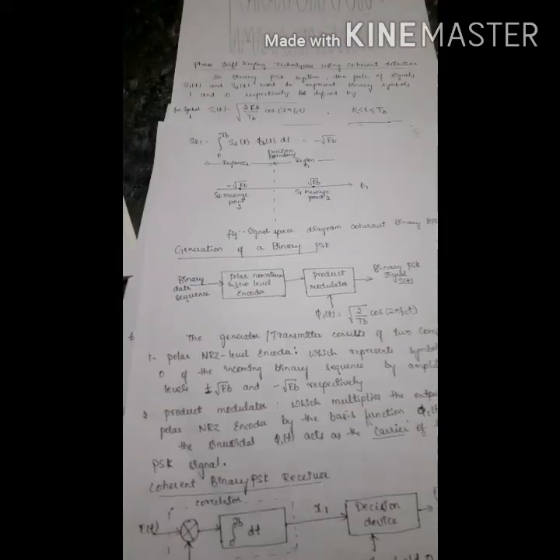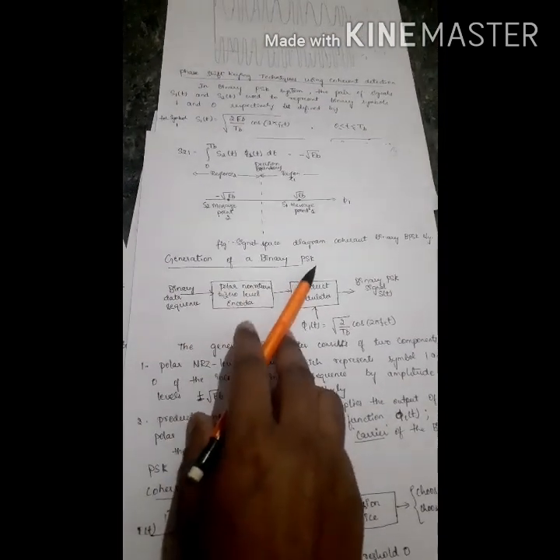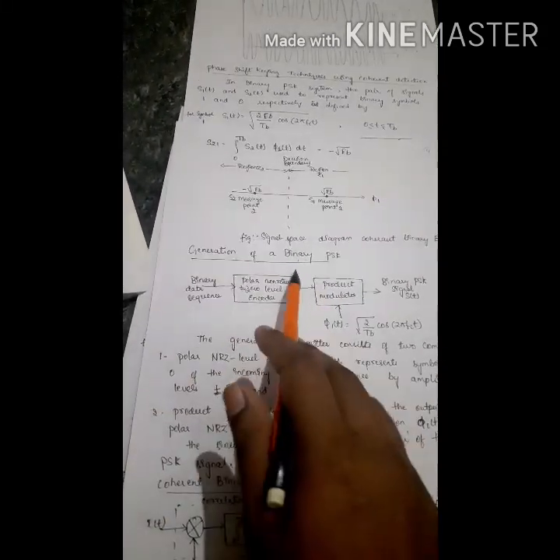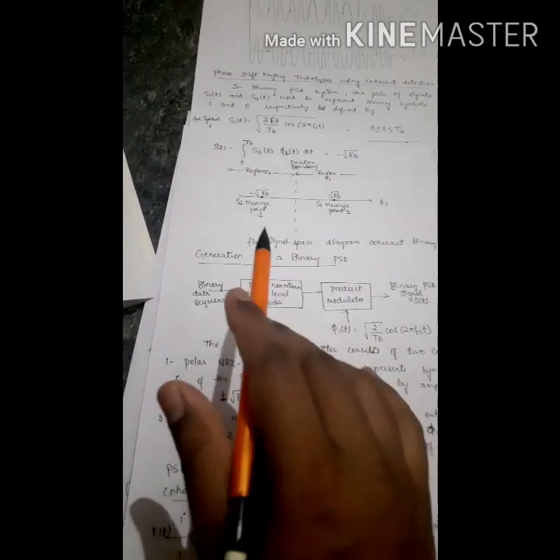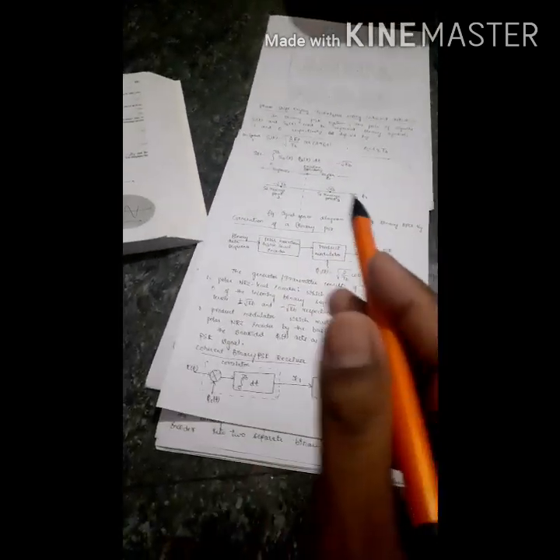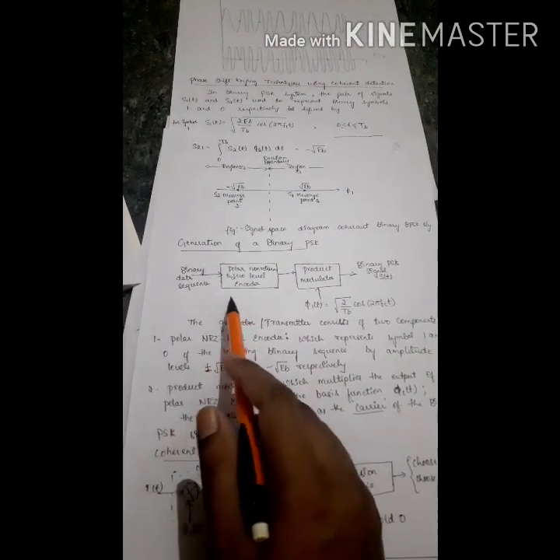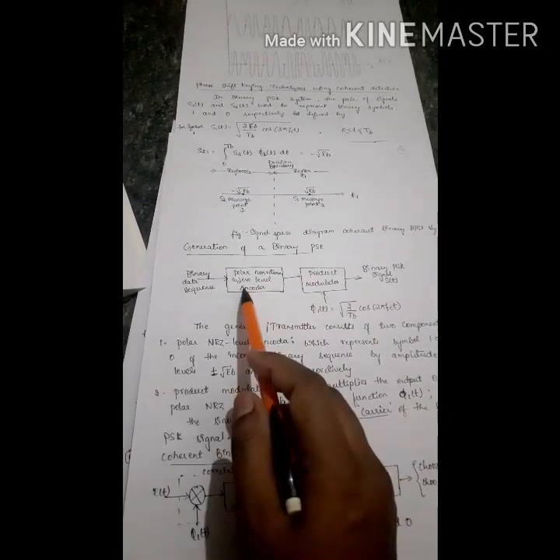Okay, next, going to the generation of a binary PSK. Here, this is the generation of binary PSK; detection will not come, for the generation only. Okay, next, the binary data sequence.